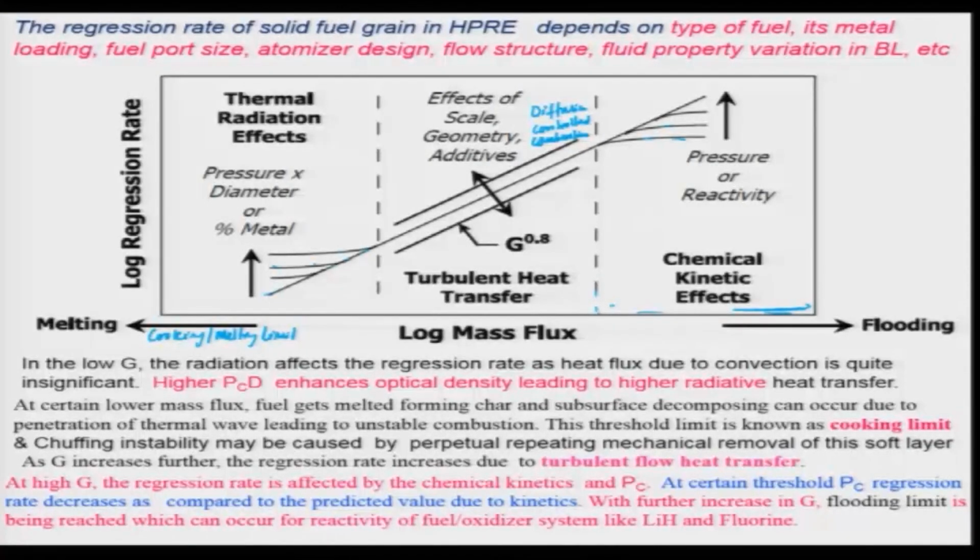This can occur for the reactive fuel and oxidizer system, particularly when lithium hydride or fluorine is being used, and this flooding effect has to be avoided in a hybrid propellant rocket engine. So, the range in which it can operate well is basically this turbulent heat transfer region, but you can go a little further with the decrease in the mass flux ratio, but you should not go beyond a certain limit. The flooding limit has to be avoided for its operation. So, this is the important thing that you should keep in mind.